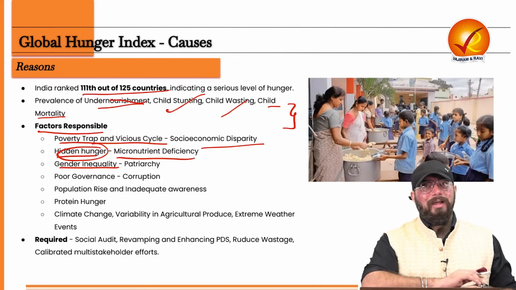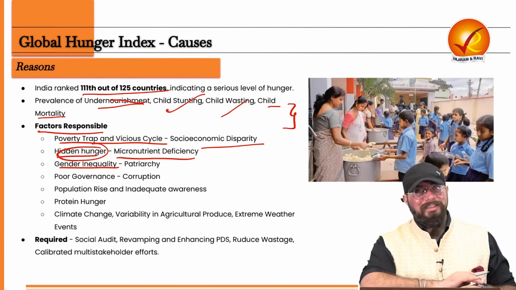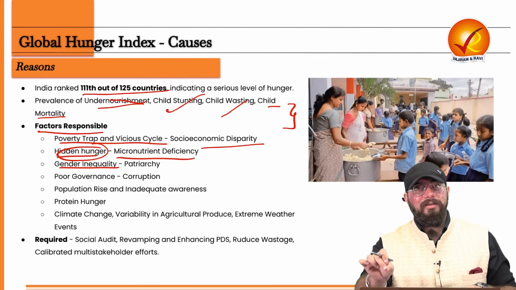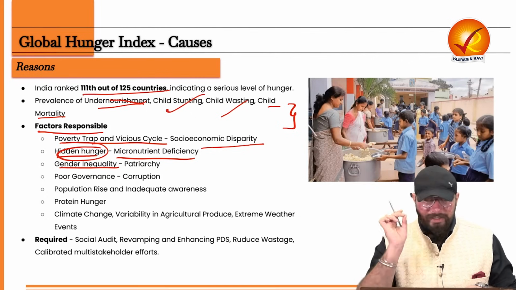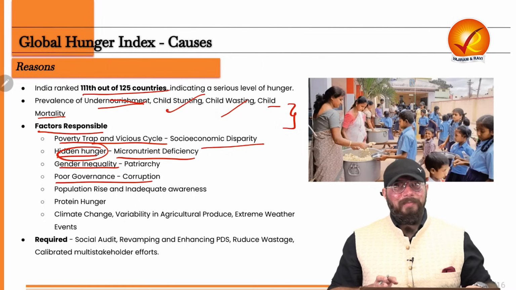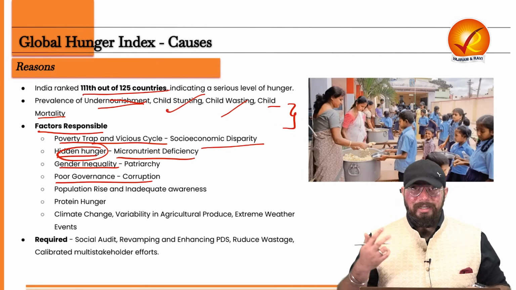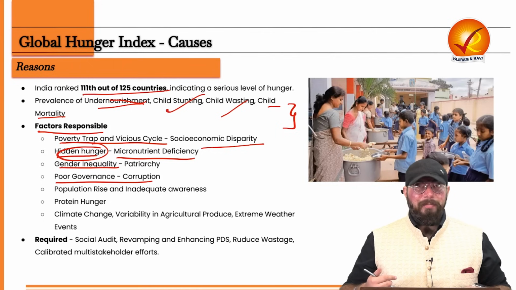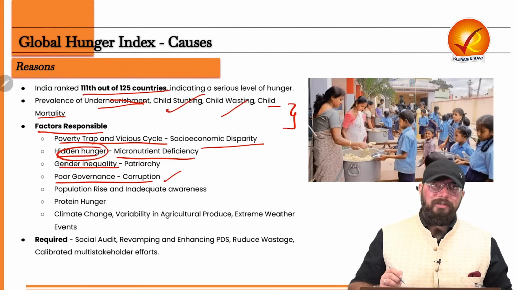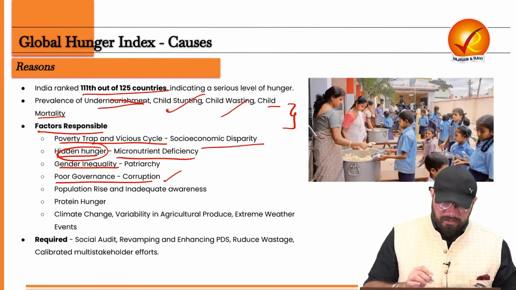Because of gender inequality in our society, because of patriarchal mindset and male dominance, we see that one particular gender is being subjugated, and hunger prevalence in that gender, that is women, is very high. So that is also one of the causes. Poor governance and corruption. Now, governmental schemes are there, PDS schemes are there, ration shops are there, right? Midday meal schemes are there. But because of poor implementation in several districts and because of corruption, this problem has been exaggerated. So that is also one of the causes.